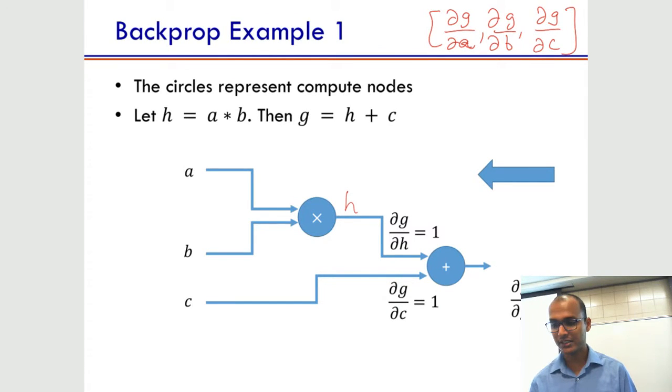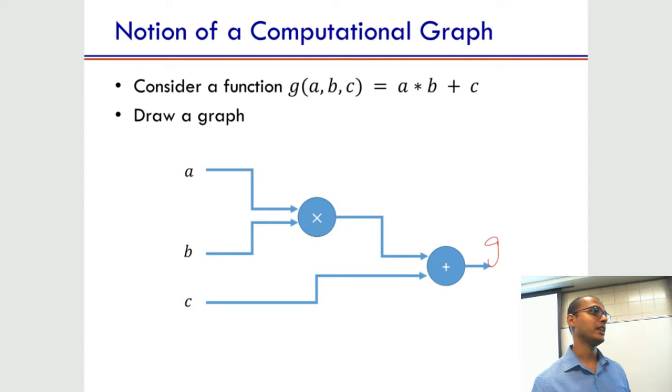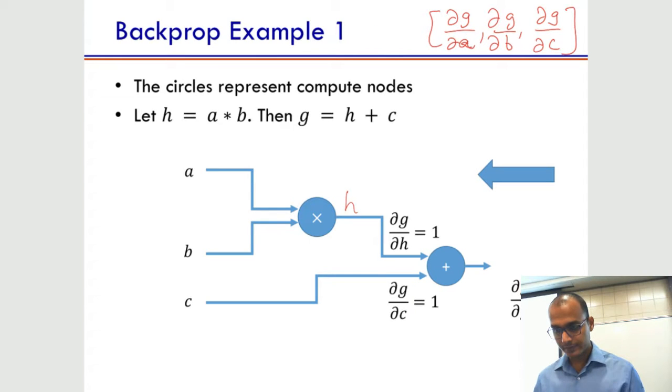Actually, by just looking at the function, you can compute it, right? What is the gradient of g with respect to c? One. And what's the gradient with respect to a? b. And the gradient of g with respect to b is a. Everybody is completely comfortable with that, right? So we can eyeball what the gradient should be. So we know what the gradients of g with respect to a, b, and c are.